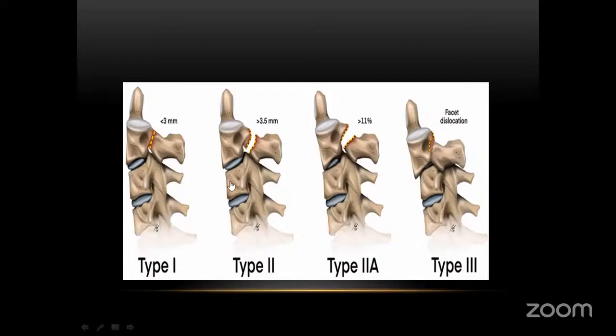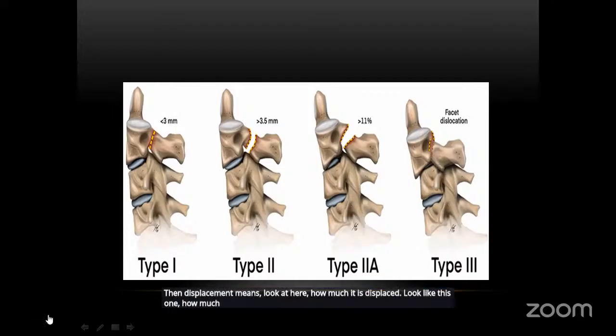Body of C3. This is the body of C3. Look at here, the width of the body of C3 will be calculated. Then displacement means, look at here, how much it is displaced. Look like this one, how much it is displaced. We will draw a line from here.